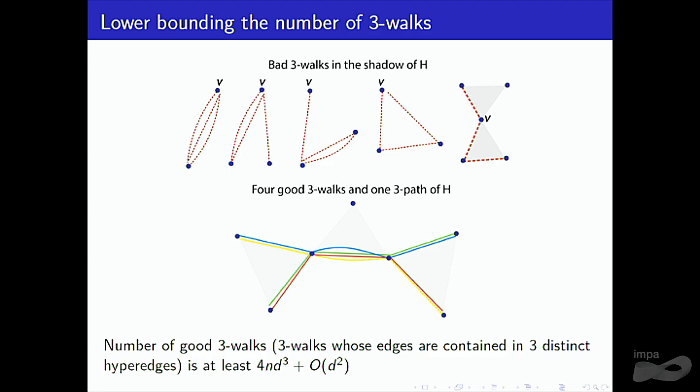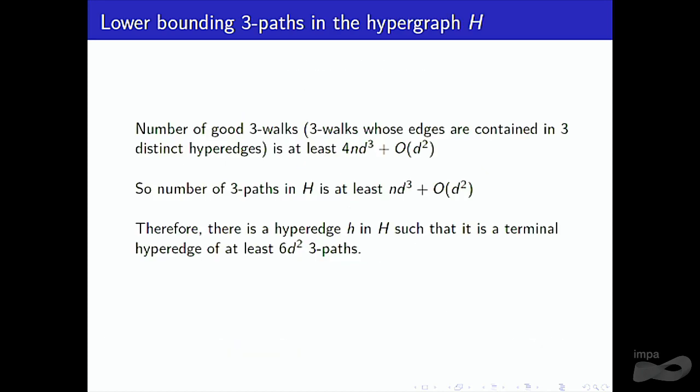But it's easy to see that everything is upper bounded by a constant times the square of the degree of V. And because the max degree is bounded by a constant times the average degree, it's negligible. So we get rid of bad walks, and we know that we have 4nd cubed plus big O of d squared good 3 paths. And if we divide it by 4, we will get a lower bound on how many hypergraph paths we have. So we have this many paths, and each path has 2 hyperedges. And the number of edges is n times d over 3.